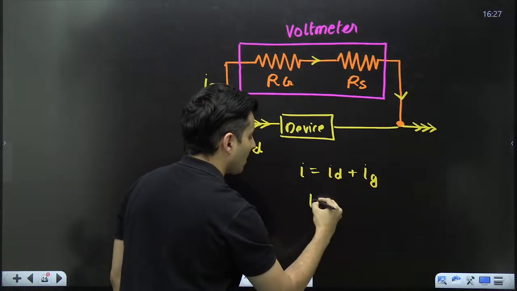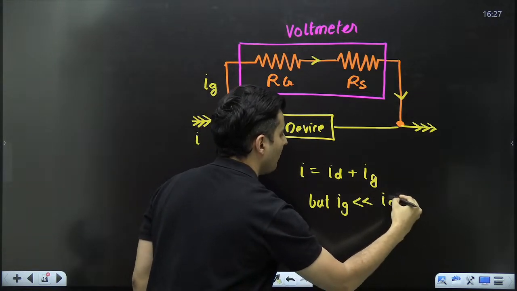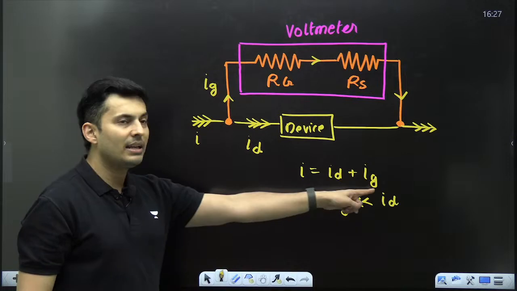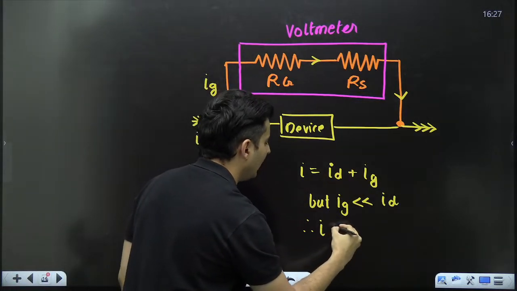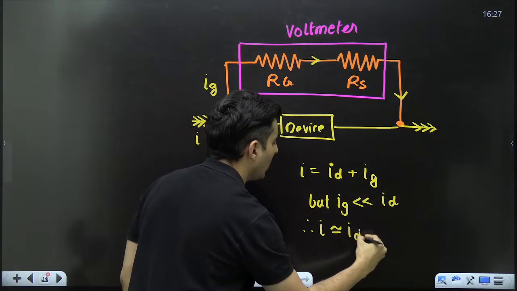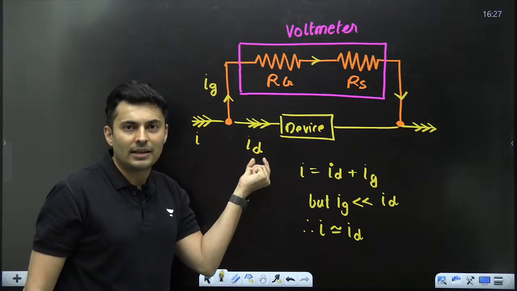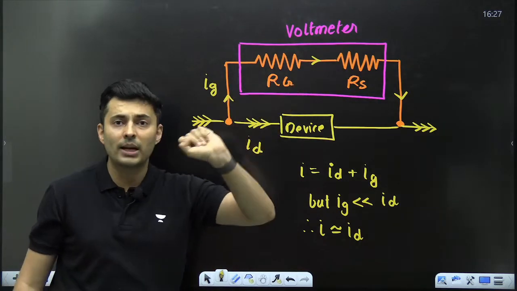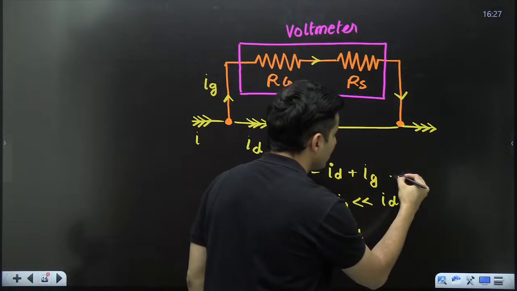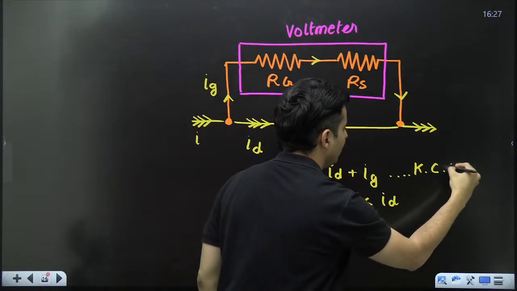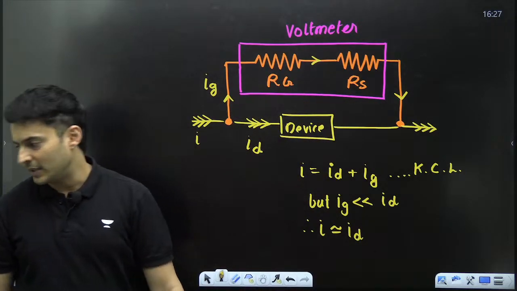But remember, Ig is very, very less as compared to Id. Therefore I can say I is approximately equal to Id only. This current is approximately this current only, because very little current will go over here. Is this approximation very clear? And how did I write this? Using Kirchhoff's current law, I have written this particular statement.